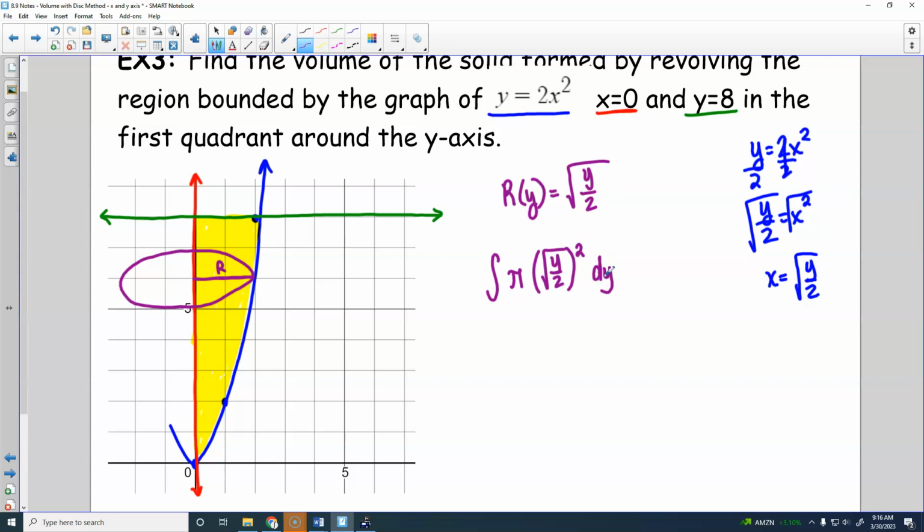What should our limits be? 0 to 8. Because since we're in terms of y, we're looking at that y-axis. So it's going to be 0 to 8, not 0 to 2 for this one.